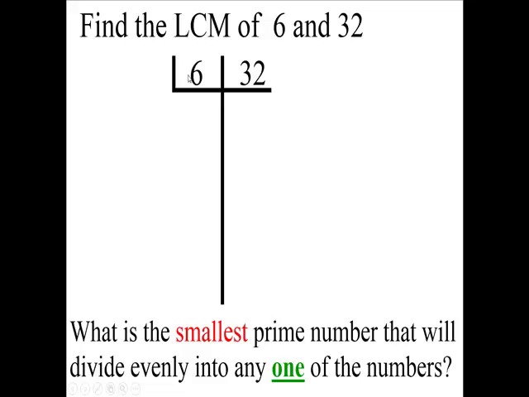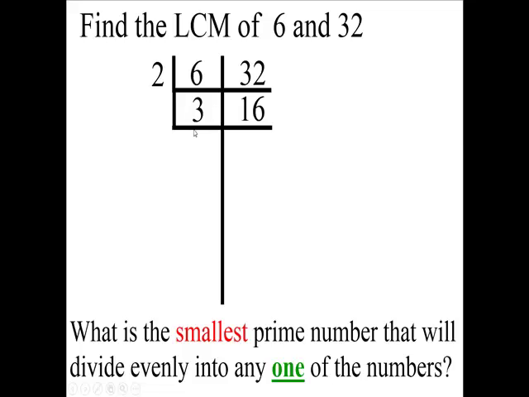1 is not prime, and neither is 0. So the smallest prime number is 2, and we can get rid of that 6 with the 2. So we will divide the 6 by 2. 6 divided by 2 is 3. Look, 32 can be divided by 2 also. That's going to be 16.